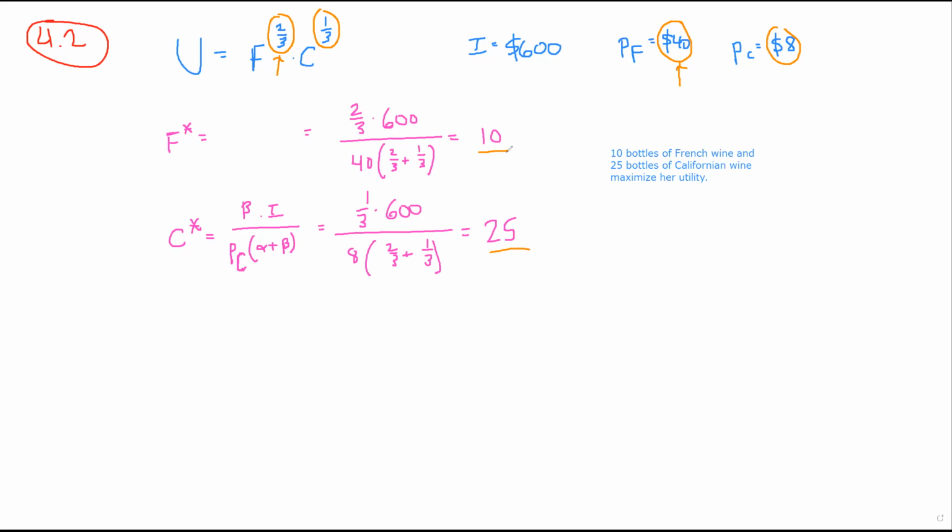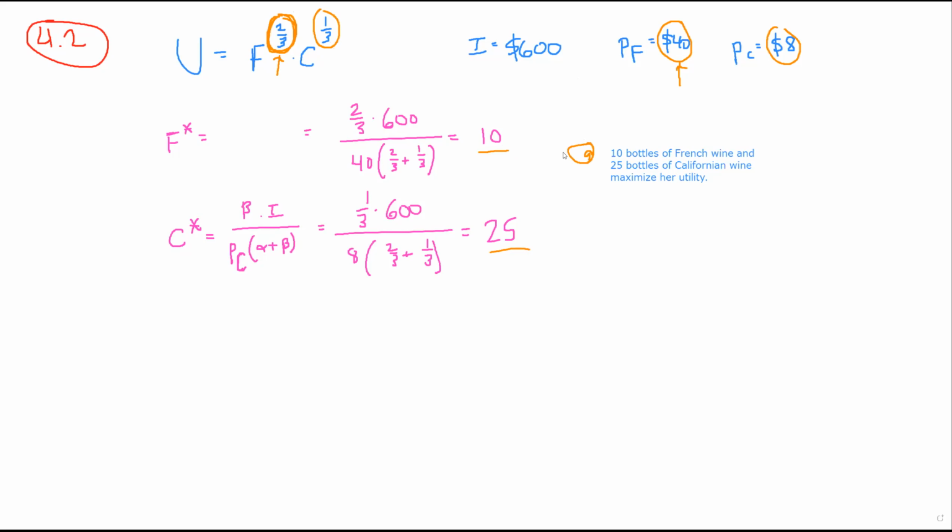However, she might purchase more than you otherwise would have thought, given the prices, right? Given that this is 40 and this is 8, you might think she would have much more heavily preferred Californian wine and just spent very little on French wine. But it is the case that she has a higher preference for French wine as given by the power on the value of f in the utility function. Okay, enough about that. That's part A. Moving on to part B.